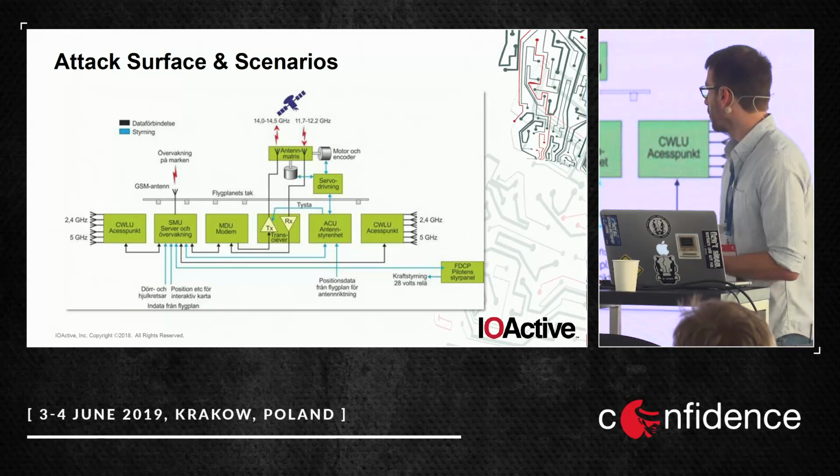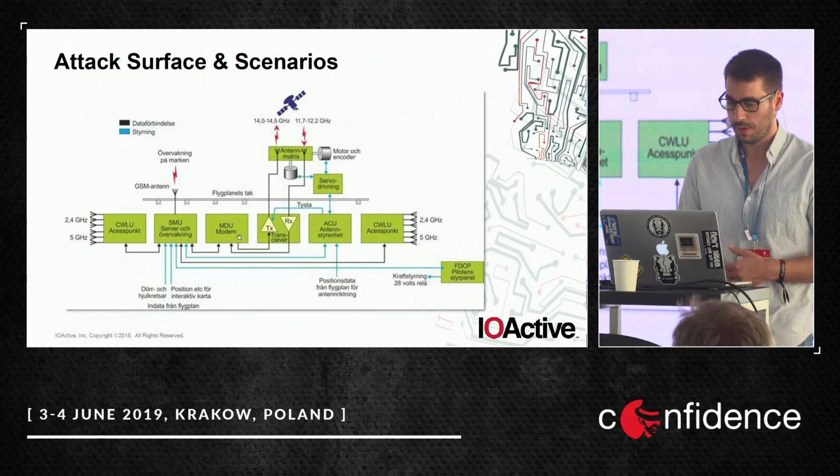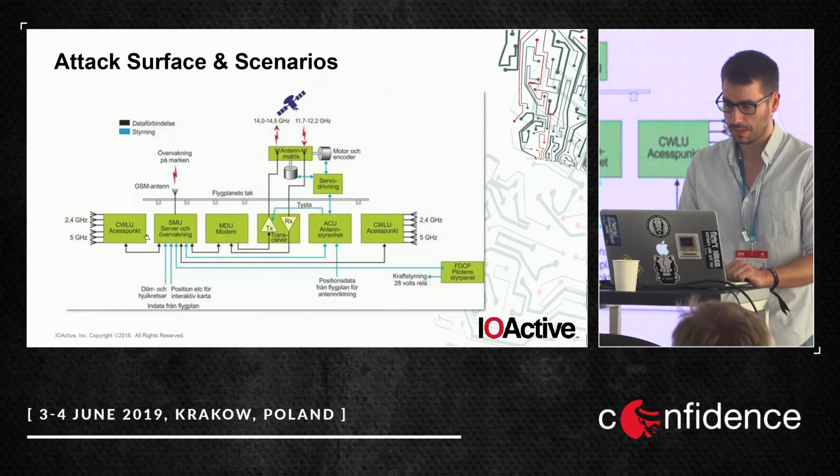And this is the architecture, where we can see that the satellite modem indeed has connectivity to the access point that has the WingOS vulnerabilities as well.